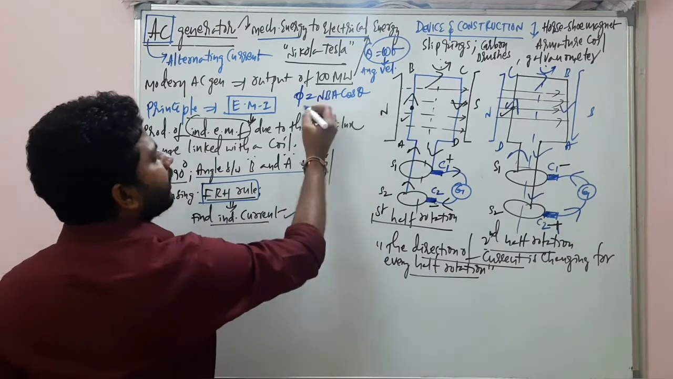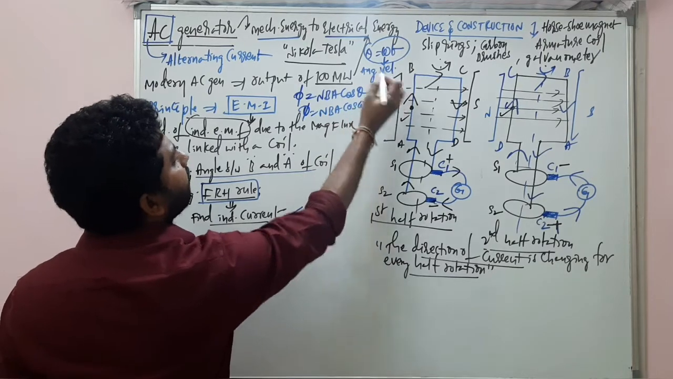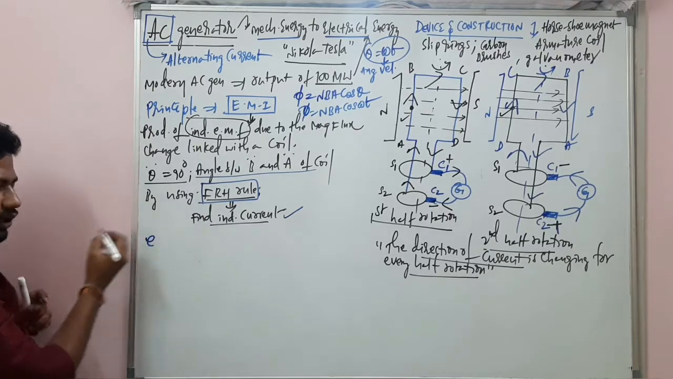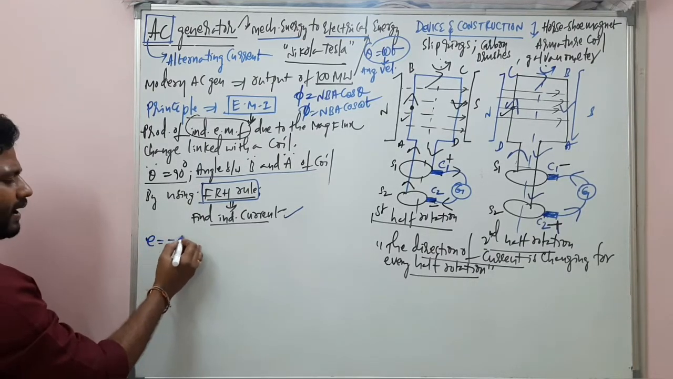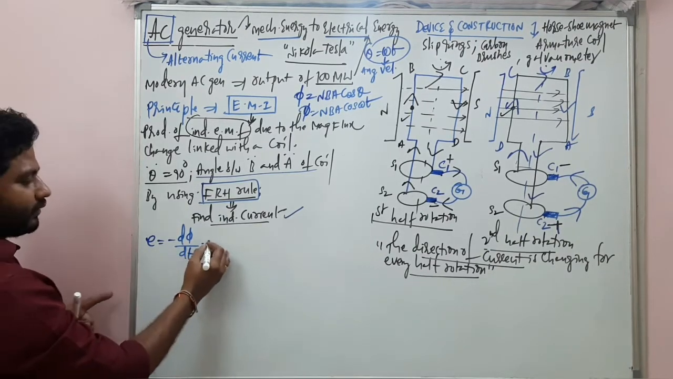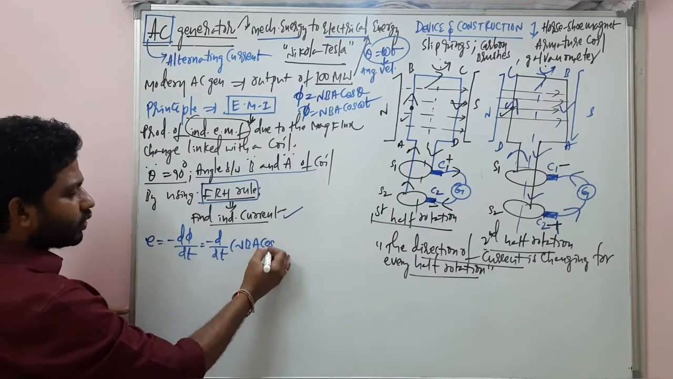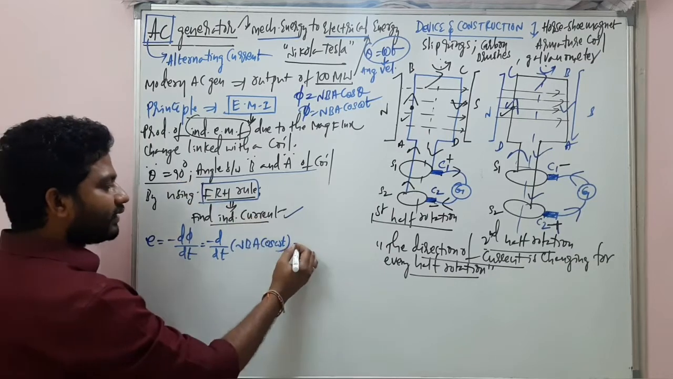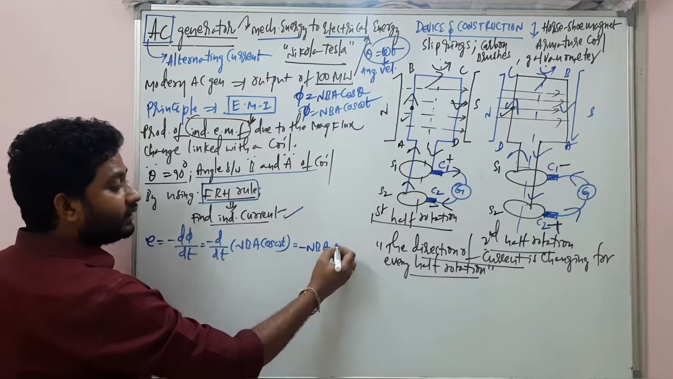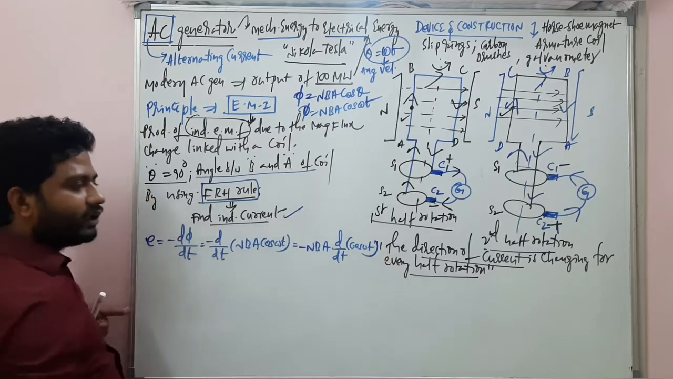So from here, I can write phi is equal to NBA cos omega t. And we know induced EMF is equal to minus d phi by dt. So this I can write as minus d by dt of NBA cos omega t, which is minus NBA into d by dt of cos omega t.